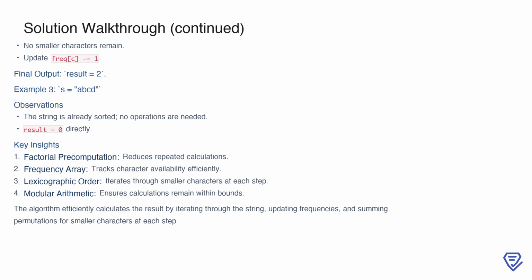To summarize, the key insights of this problem include the pre-computation of factorials to avoid repetitive calculations, the use of a frequency array to efficiently track character availability, and the iterative process of counting permutations for smaller characters at each step. Modular arithmetic ensures that all calculations stay within bounds, making the algorithm highly efficient. By combining these techniques, we can solve the problem optimally for any given string.